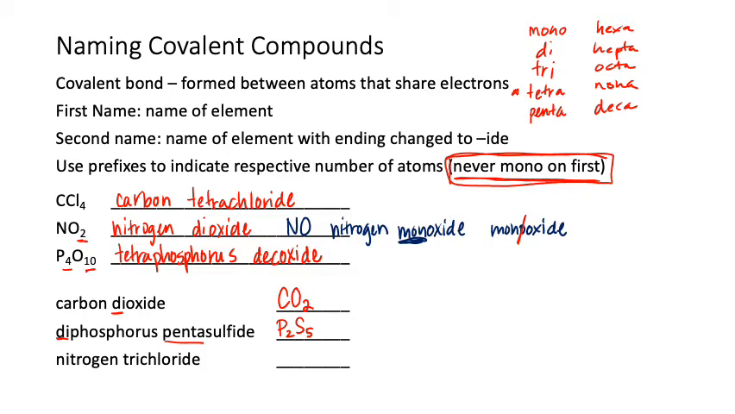Lastly, we have nitrogen trichloride. So nitrogen, there's no prefix, so it indicates 1. And then we have trichloride, so that's 3 chlorines.